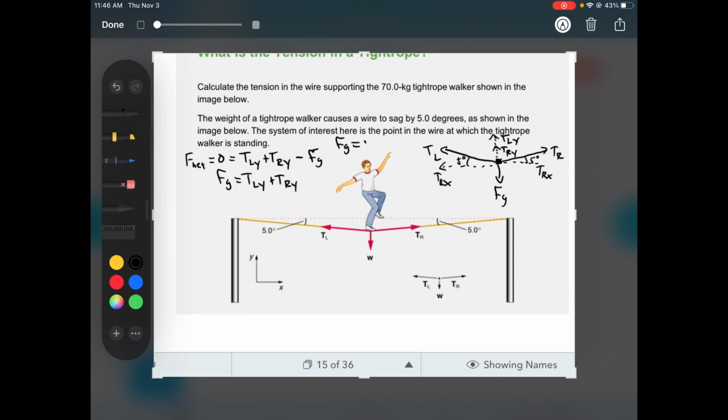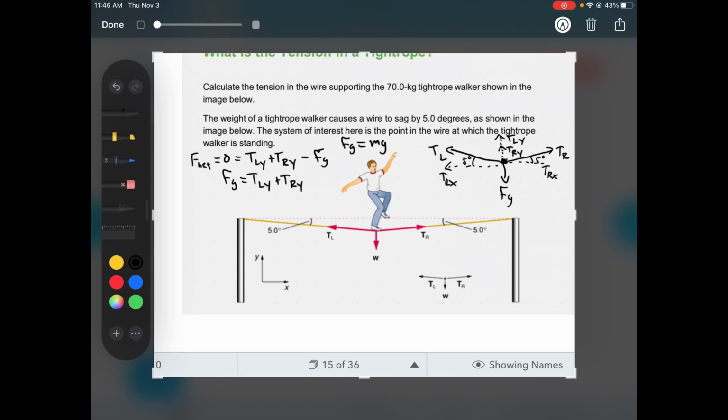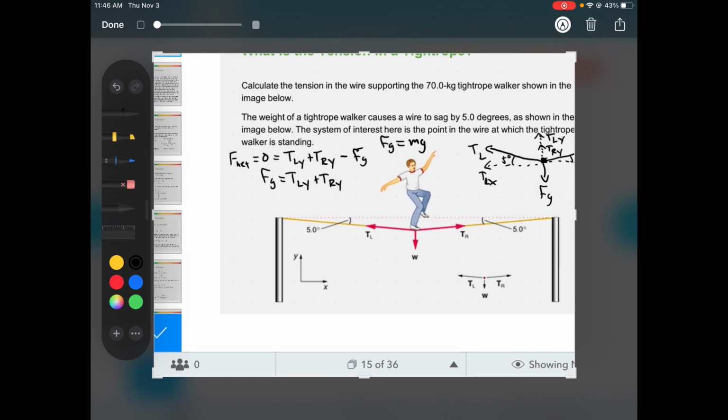Again, we know FG, as always, is equal to mg, and we do have the mass. We're not going to do anything with that just yet, but we will place that in there in a minute. We also know that the x directions are going to counteract each other because the net force in the x direction is also equal to 0. That means TRX minus TLX is equal to 0, which means that TRX equals TLX.